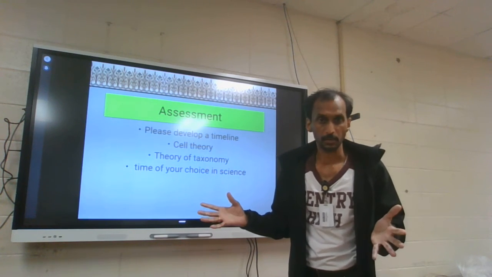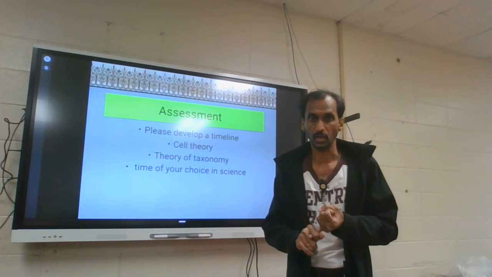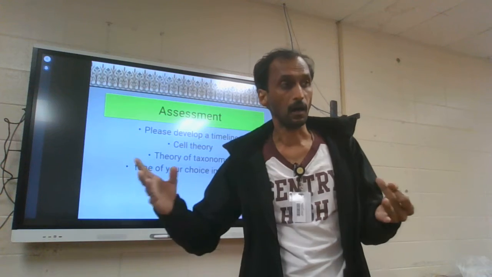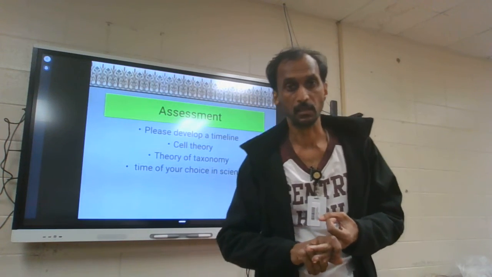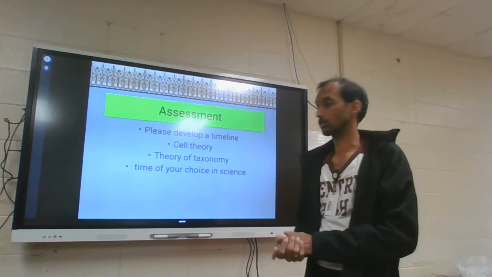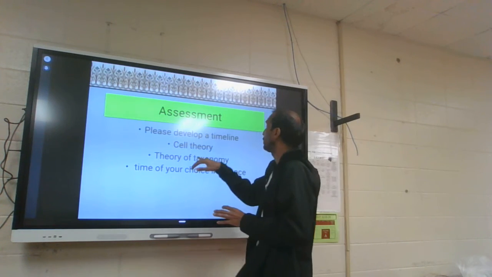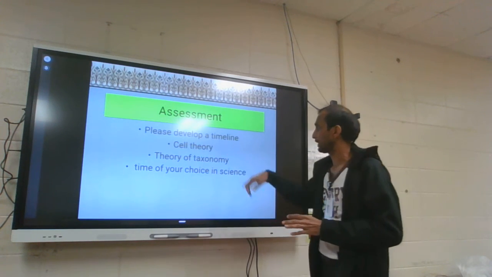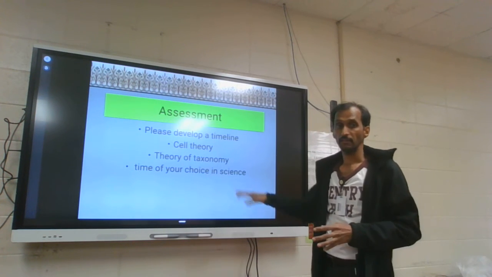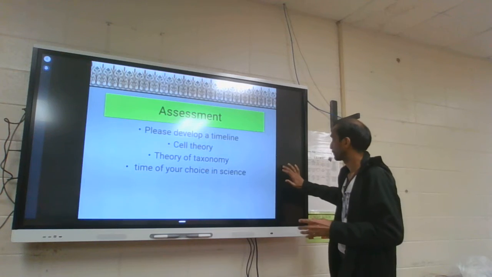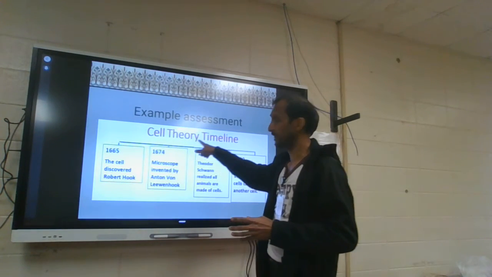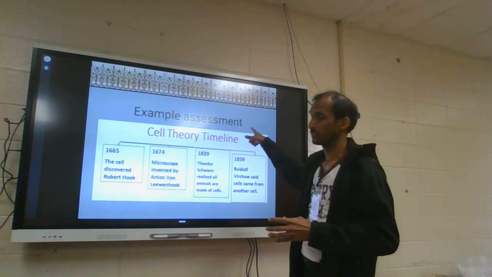You pick any chapter related to the cell, or you can talk about taxonomy, or you can talk about the binomial system. Take one particular topic that you are interested in working on, and then make a timeline on it. A topic of your choice. I gave an example of how to do this. Here, the example assessment is a cell theory timeline.